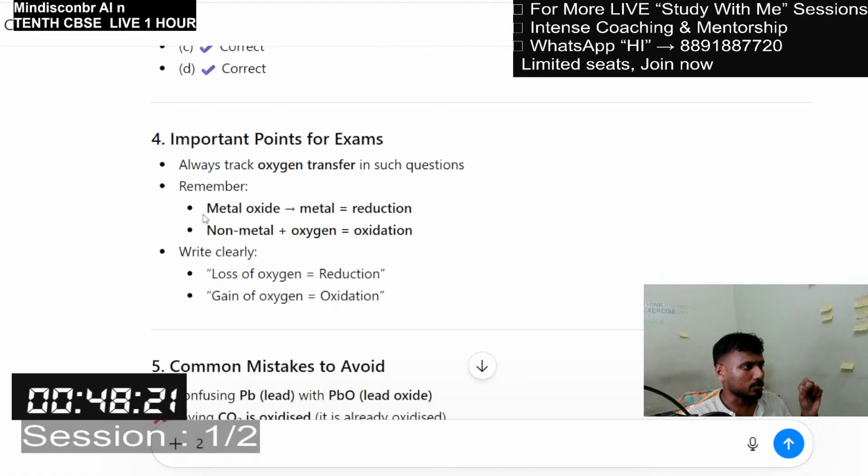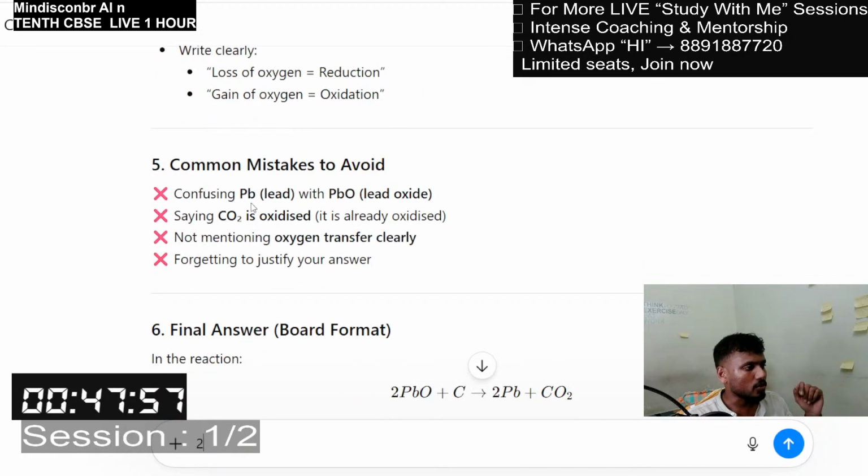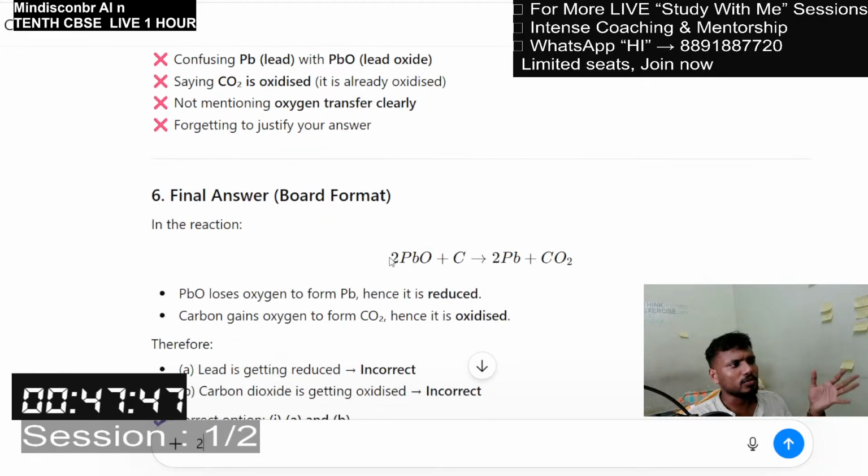Important points for exams: always track oxygen transfer in such questions. Remember, metal oxide to metal is an example of reduction because removal of oxygen happens, and non-metal plus oxygen is oxidation because addition of oxygen occurs. So write clearly: loss of oxygen is reduction and addition of oxygen is oxidation. Common mistakes to avoid: confusing lead with PbO, lead oxide; saying carbon dioxide is oxidized when it is already oxidized; not mentioning oxygen transfer clearly; and forgetting to justify your answer.